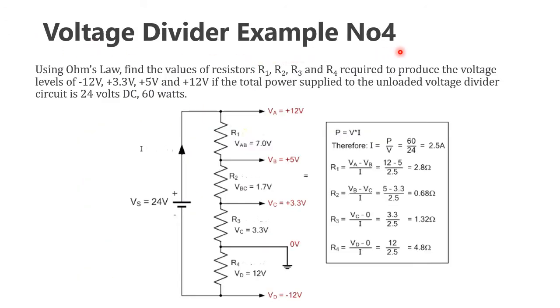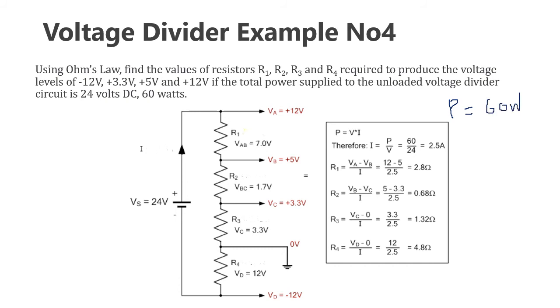Voltage divider example number 4. Using Ohm's law, find the values of resistors R1, R2, R3 and R4 required to produce the voltage levels of minus 12 volt, 3.3 volts, 5 volt and plus 12 volts. If the total power supplied to the unloaded voltage divider circuit is 24 volts DC and power is 60 watt. So now we know the supply voltage Vs is 24 volts and the power P is 60 watts.